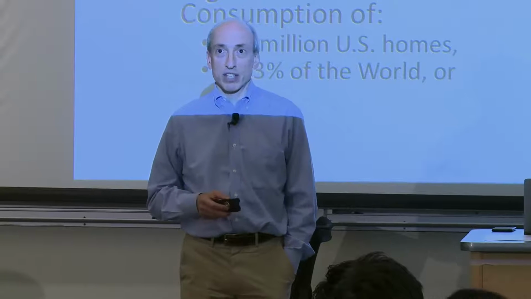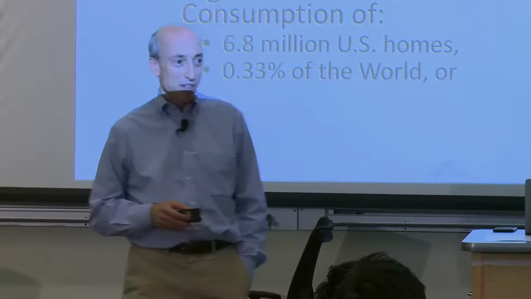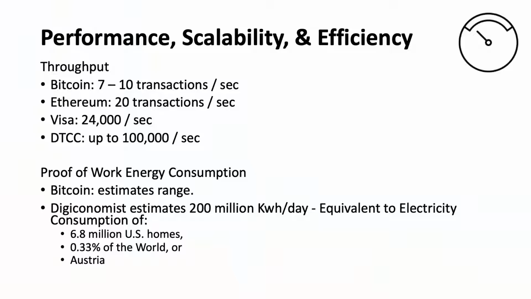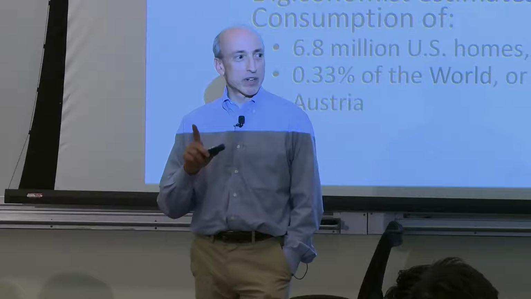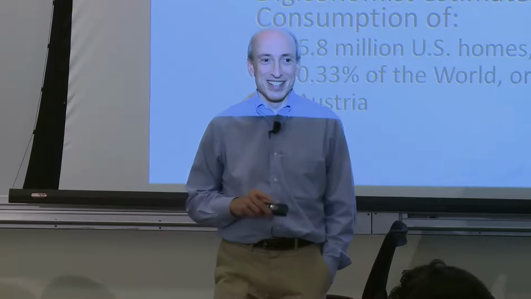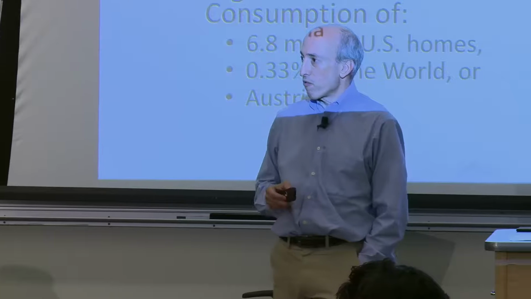Just to scale it, now you can have a nice dinner party conversation point. It's the electricity of the country of Austria. Is anybody Austrian? No, I just was wondering. So that's one set of trade-offs of proof of work as well.